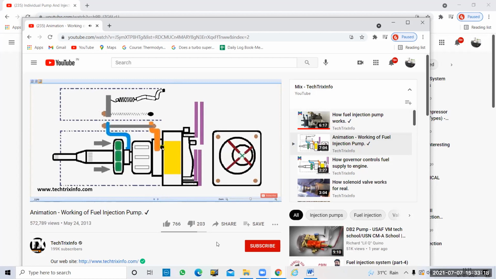So that's simply how a fuel injection pump works internally. I believe you understand how a fuel injection pump works internally.